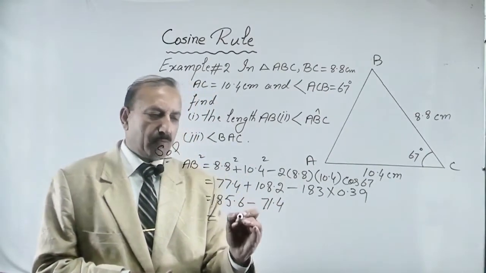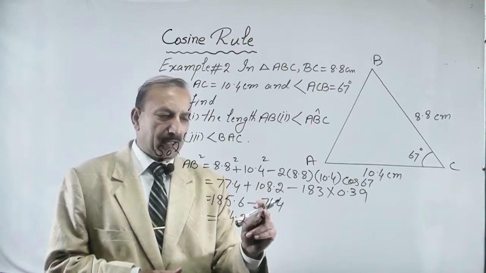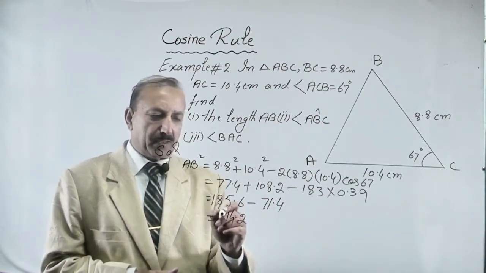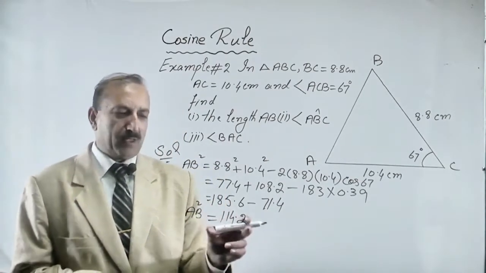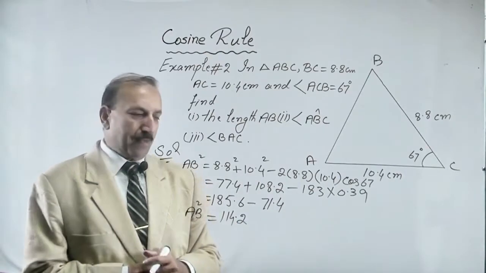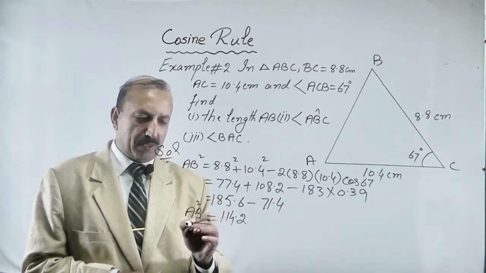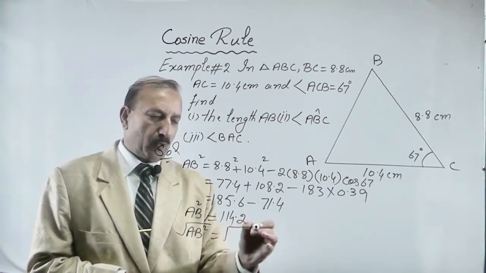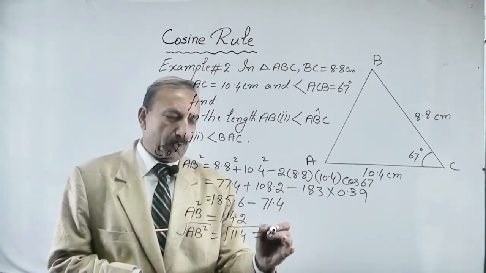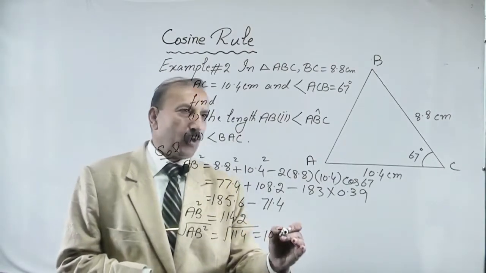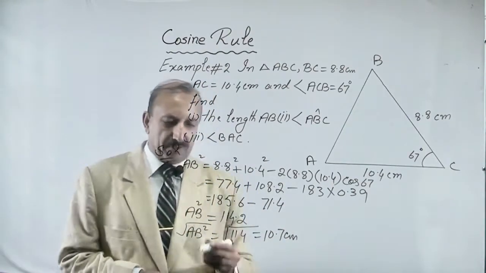Subtracting 4 from 6, we will get 2 here. Subtracting 1 from 5, we will get 4. Subtracting 7 from 8, it's 1. And this 1 is already there. So we have AB squared equals 114.2. We want to find AB, so let's take the square root of 114.2, and this will give us 10.7, my dear. Because the measurements are in centimeters, this is 10.7 centimeters, the value of AB.